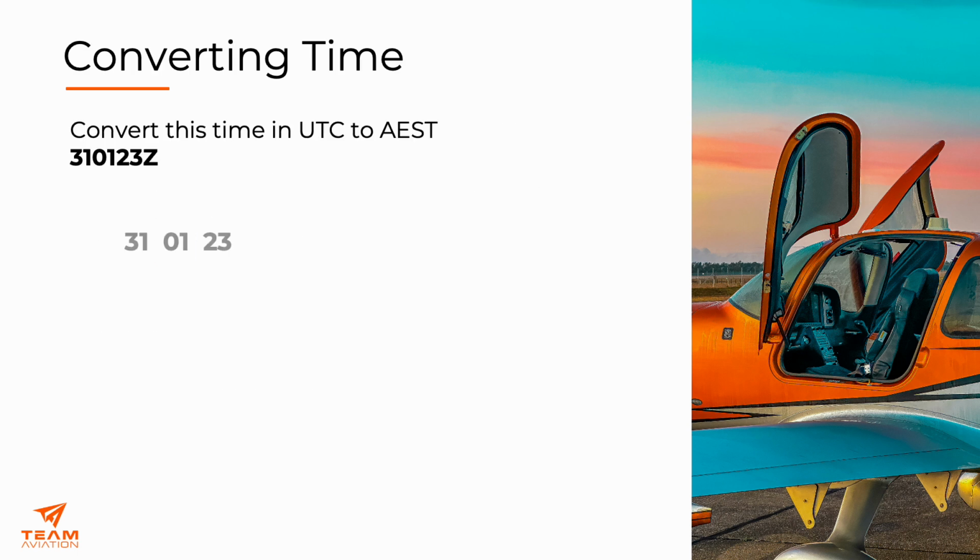Time conversion is an essential skill in aviation, ensuring pilots, air traffic controllers, and flight planners stay synchronized across different time zones. Let's convert the given Coordinated Universal Time, UTC, to Australian Eastern Standard Time, AEST. We have 310123Z, which breaks down as date 31st, hour 01, minute 23.